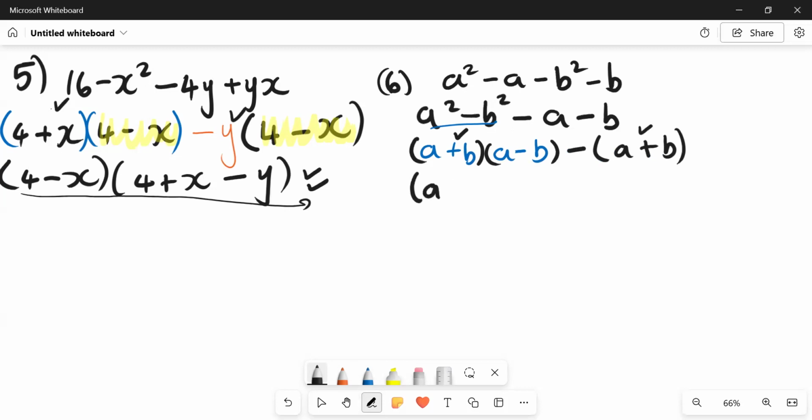Now take out the common factor now of A plus B. Cancel there. You're left with what? Left with A minus B, right? Let's write that A minus B. We're done. Take out the common factor of A plus B. You're left with negative 1 there because there's nothing. So we have negative 1 there. And then it's fully factorized.